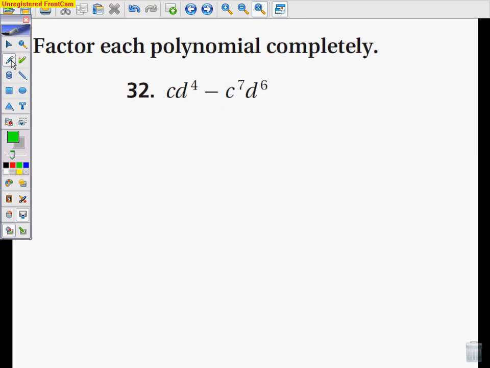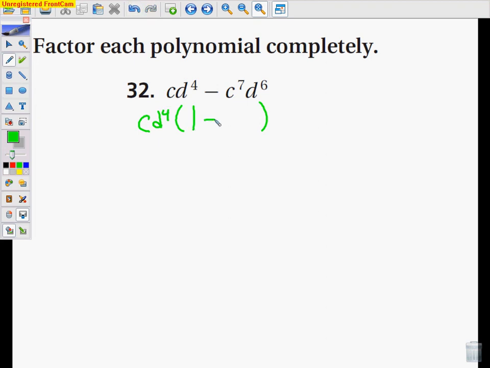Next, once again, you're going to factor out your GCF. Here, notice that you have a c and a c to the 7th, so you could take a c out of both of those. Here you have a d to the 4th and a d to the 6th, so you could take a d to the 4th out of both of those. So what's that leave you with in the first position? Well, you took the whole thing out, so that just leaves you with 1, because anytime you divide something by itself, it's 1.